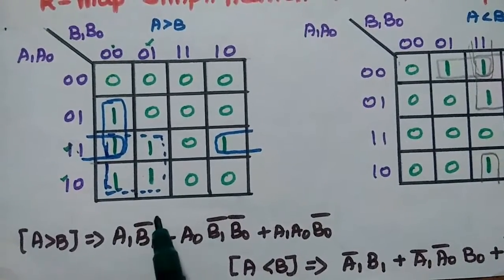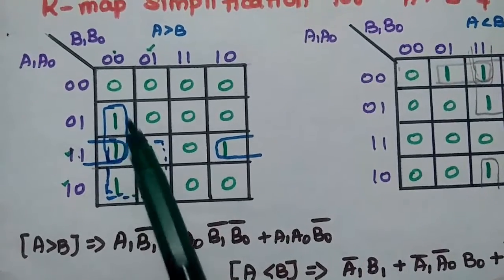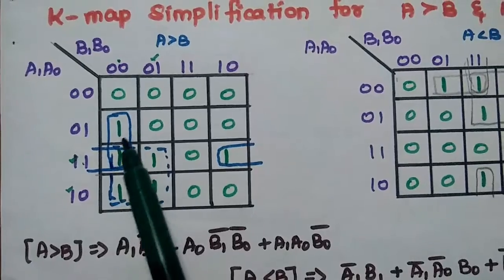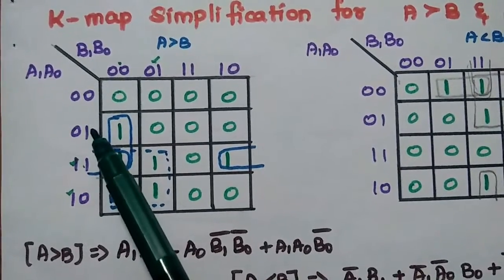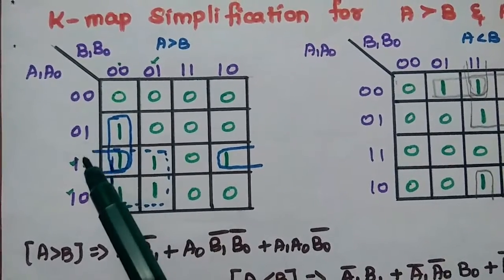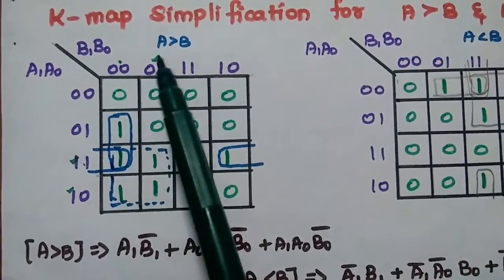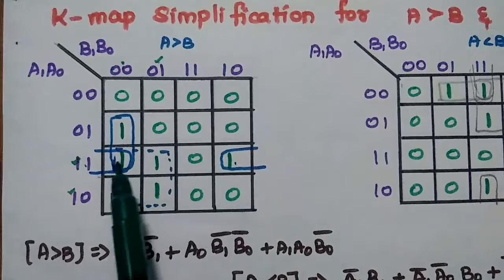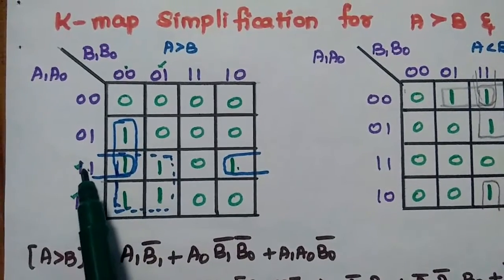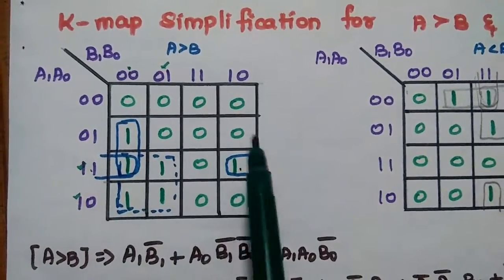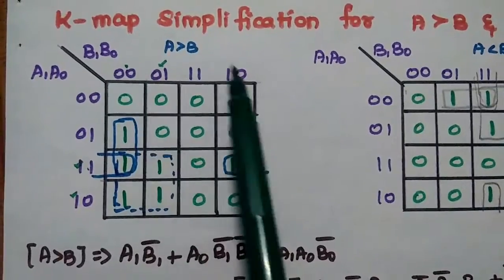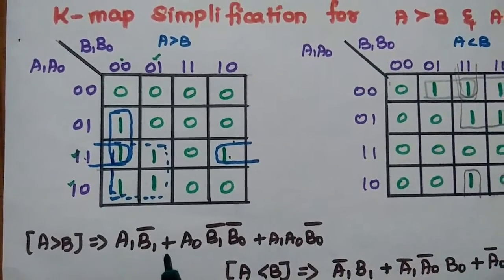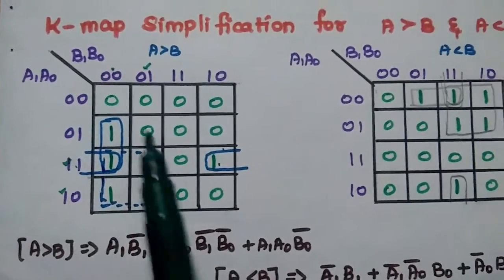So that's what is given here. A1 B1 bar plus, next, this combination, this 2 bits. For this 2 bits the common bits are A0, and then B1 bar B0 bar. Next for this 2 bits, the common bits are A1 A0 and comparing these two, we can get B0 bar. So this is the Boolean expression for A is greater than B.